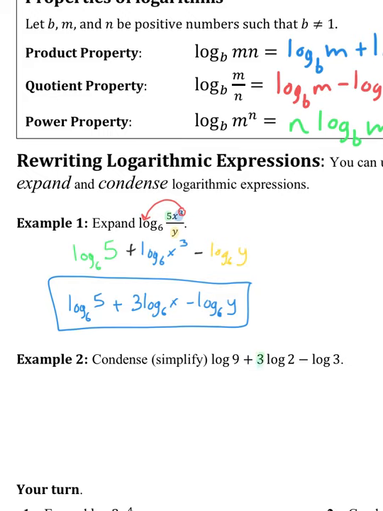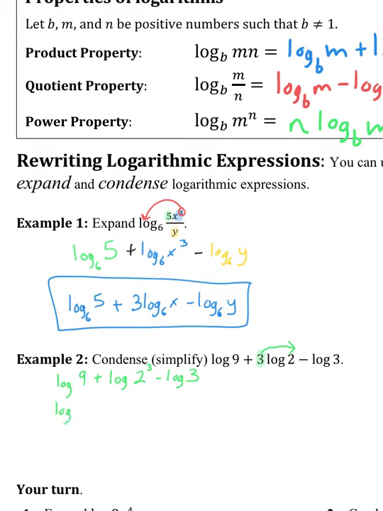And with condensing, the very first thing I want to deal with actually is any exponents. I want to put those back in first. So for example, this is log base 10 because there's no base written down. But there's a 3 there. I want to put that 3 up and write that as 2 to the third power. So it'll be log base 10 of 9 plus log base 10 of 2 to the third minus log base 10 of 3.